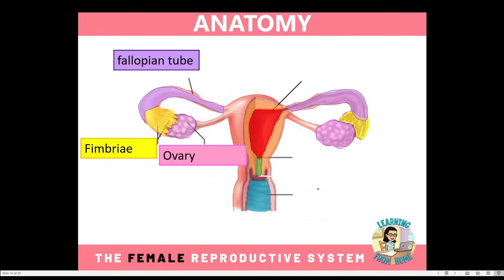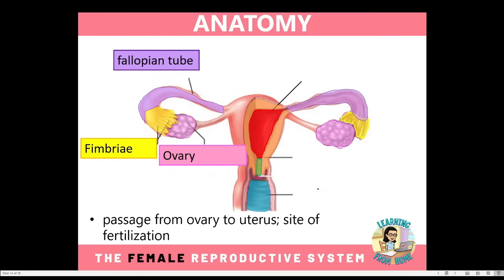So after the egg is caught, of course, it passes through the fallopian tube, which is the passage from the ovary to uterus. The other name for fallopian tube is the oviduct, and it is the site of fertilization. Ibig sabihin, sa fallopian tube nagtatagpo si egg cell at si sperm cell.